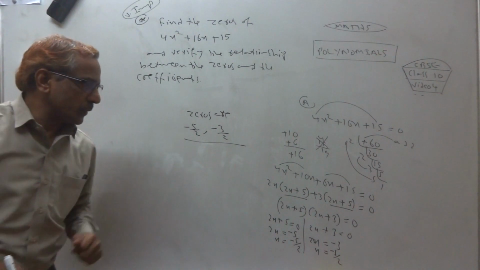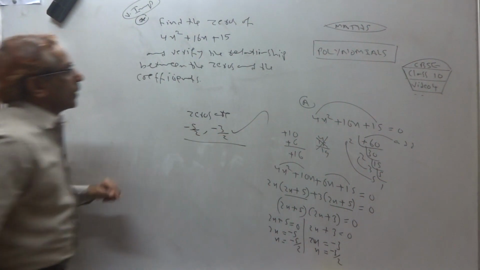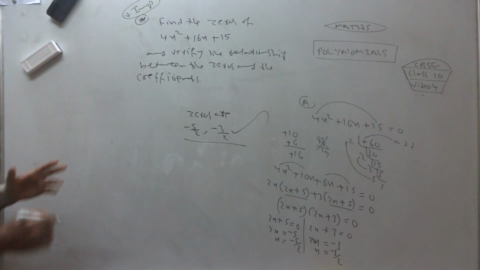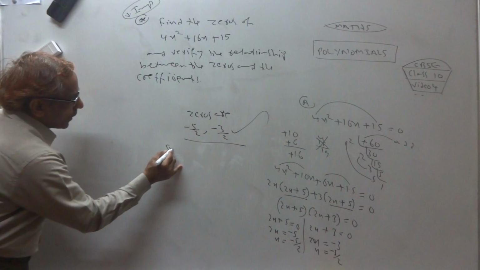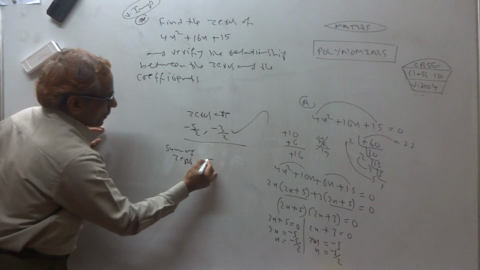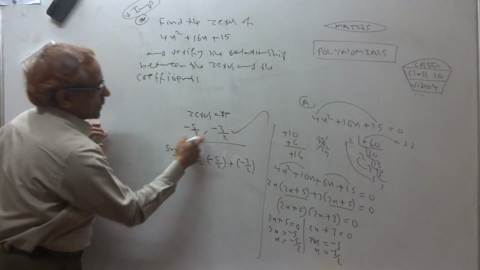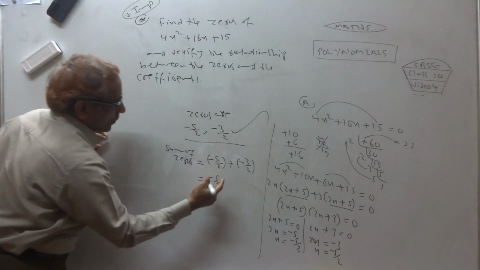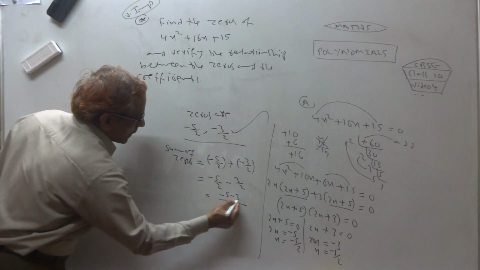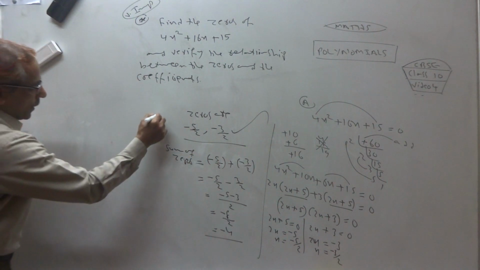So after getting the zeros, now what is the question? Find the zeros, we got it. Now verify the relationship between the zeros and the coefficients. So now we find the sum of zeros. Minus 5 by 2 plus minus 3 by 2. 2 is the LCM, minus 5 minus 3 is minus 8 by 2, that is minus 4. So I got the sum.